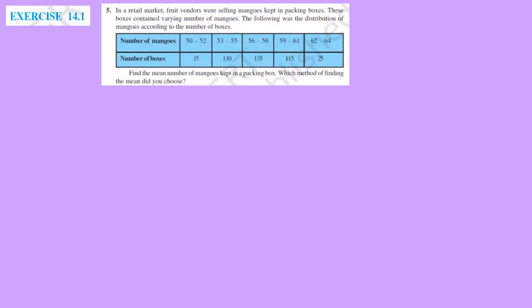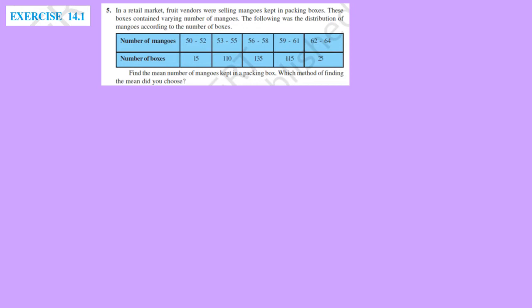Question number 5. In a retail market, fruit vendors were selling mangoes kept in packing boxes. These boxes contained varying number of mangoes. The following was the distribution of mangoes according to the number of boxes. Find the mean number of mangoes kept in packing box.